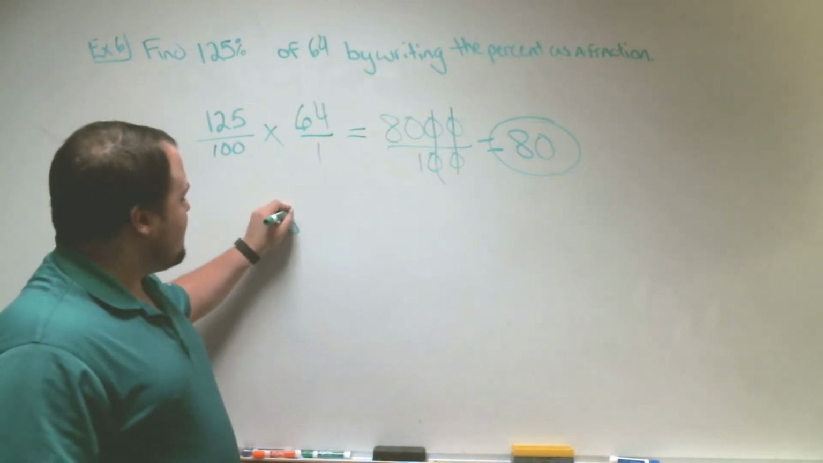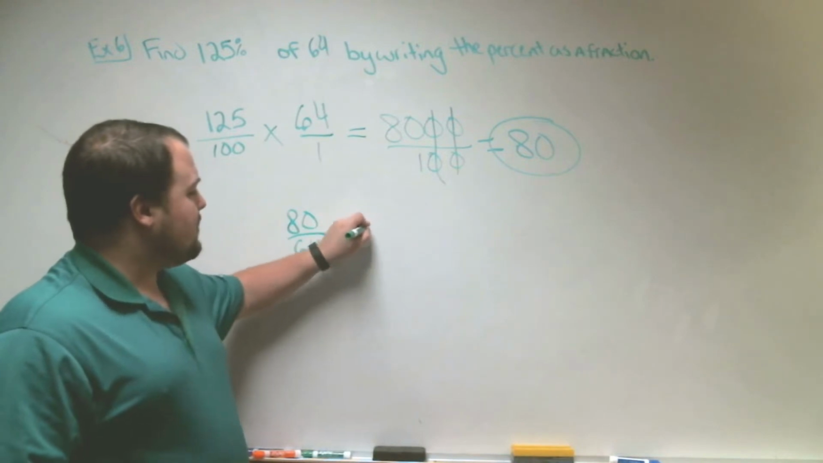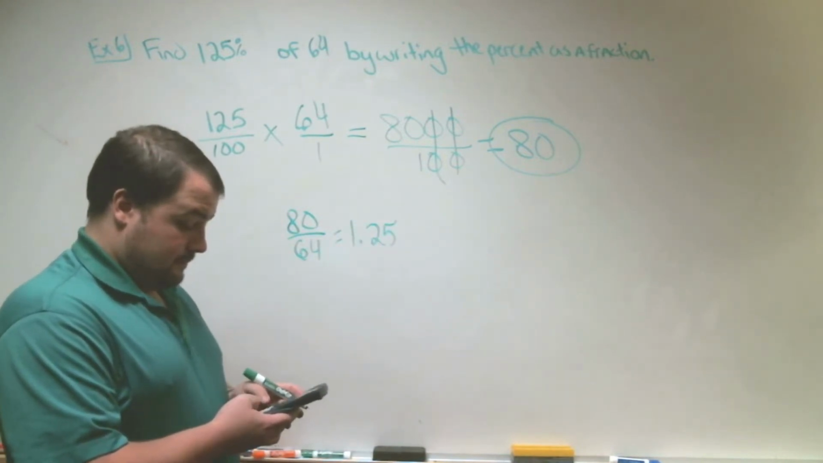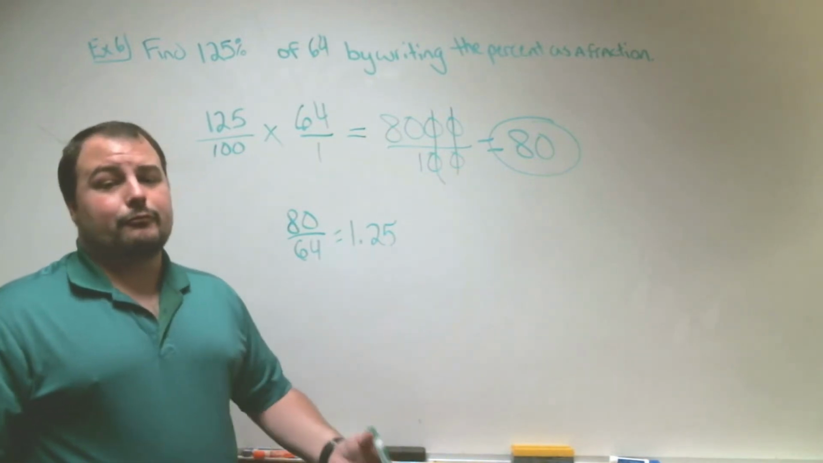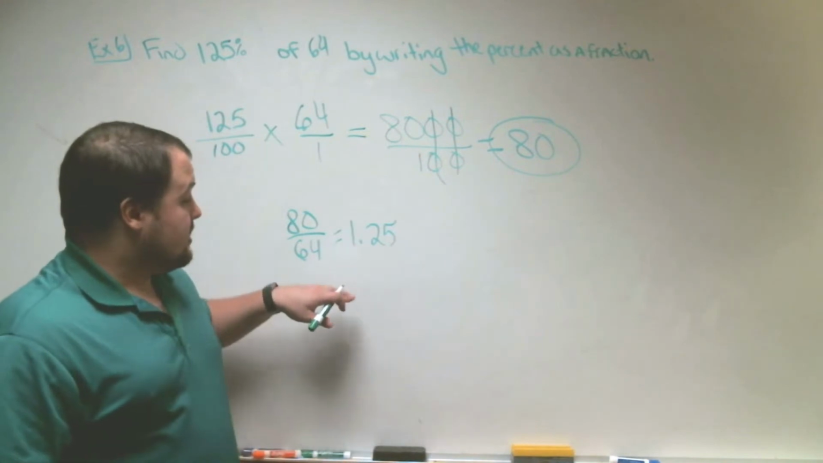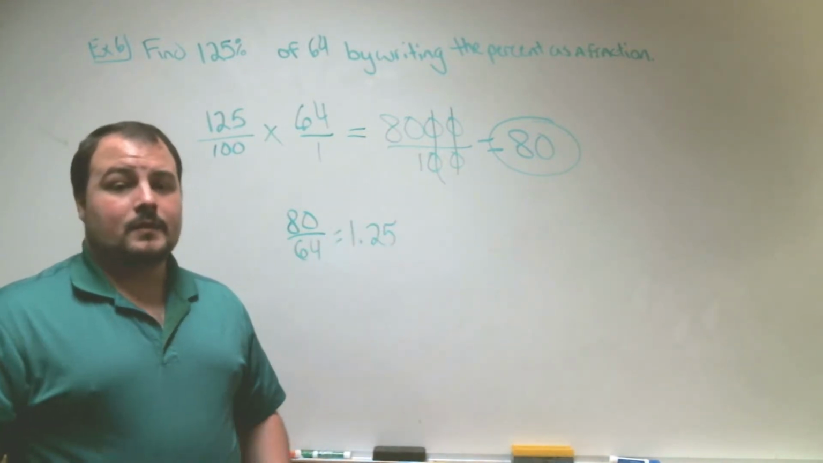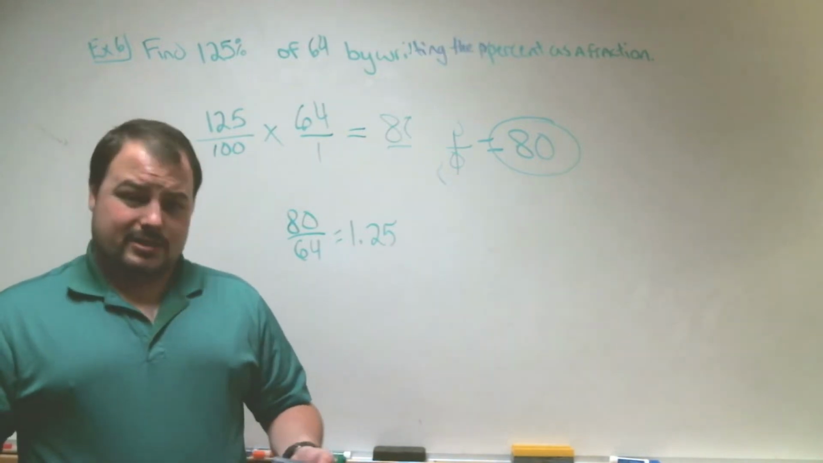So I could check it by typing in my calculator, 80 divided by 64, and my answer should be 1.25. And that's exactly what I get, which means this is 125% written as a decimal. So since I checked it and I got the right answer, I know that this is correct. Let's try changing this percent into a decimal and see what happens.